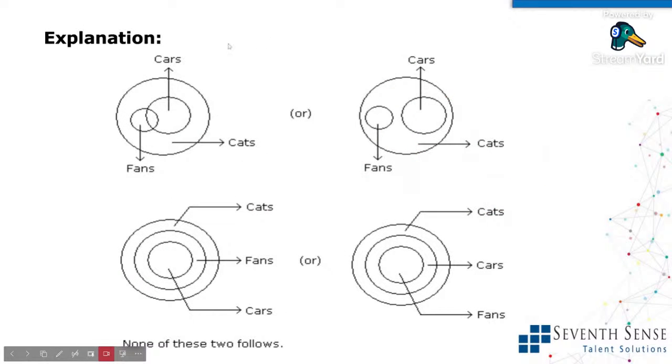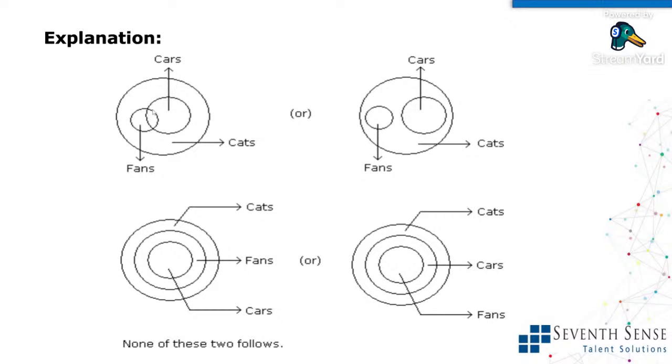So this is the diagram. Most of you have gone for a diagram like this or whatever. This is the diagram which I would like you to draw, rather than going for these. None of these two follows. Please don't go for diagrams as such until and unless they have explained it to you. For example, all fans are cars, all cars are cats. Only then take this. Some people will take this and get confused.